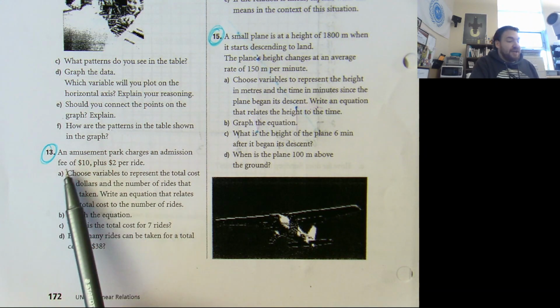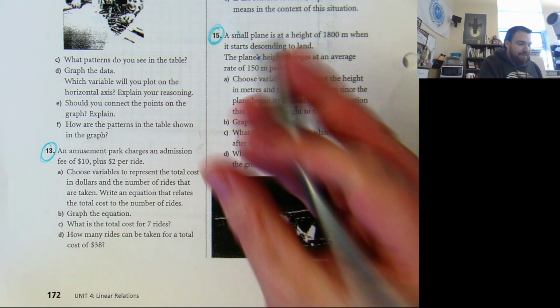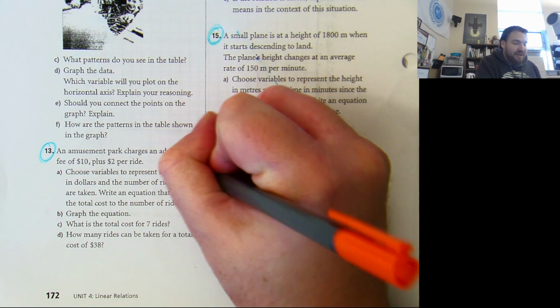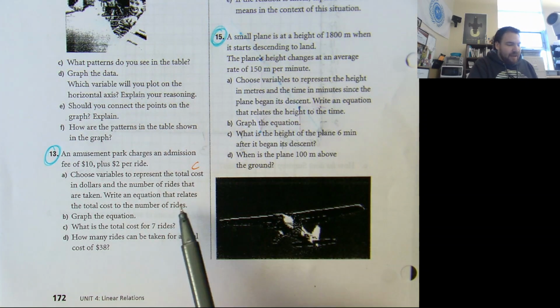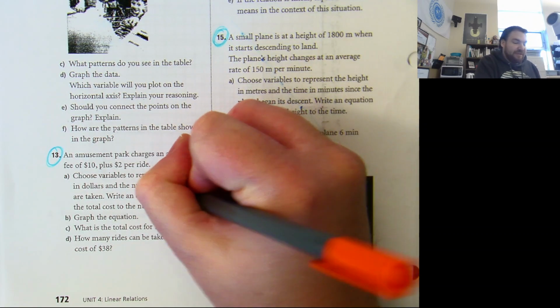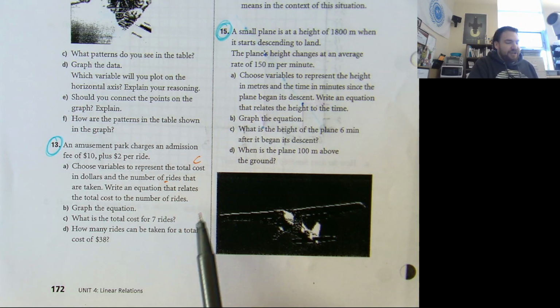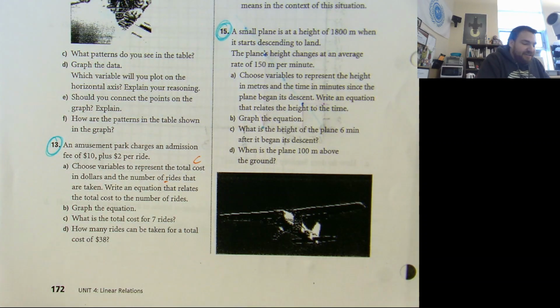An admission fee of $10 plus $2 per ride. Choose variables to represent the total cost in dollars. Total cost I will always call C. And the number of rides, I'm going to use the letter R for rides, that are taken. Write an equation that relates the total cost to the number of rides.